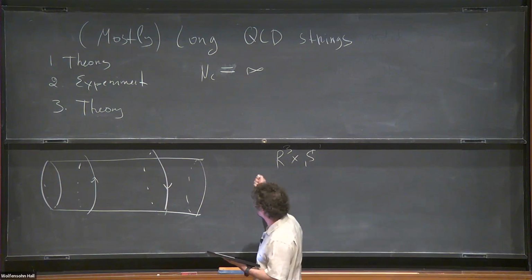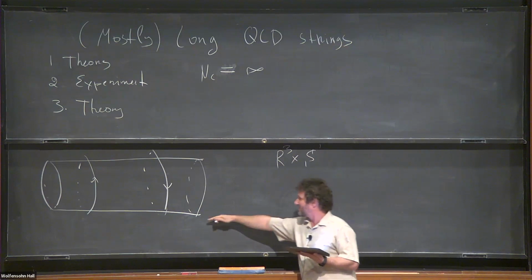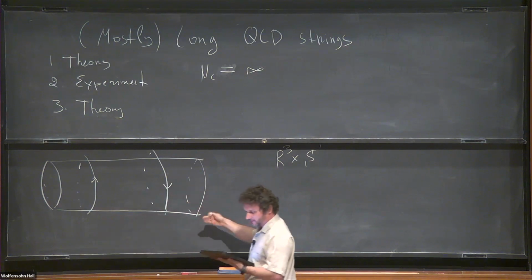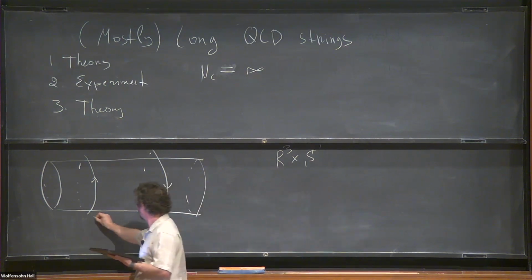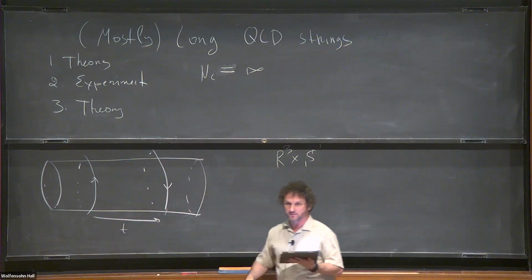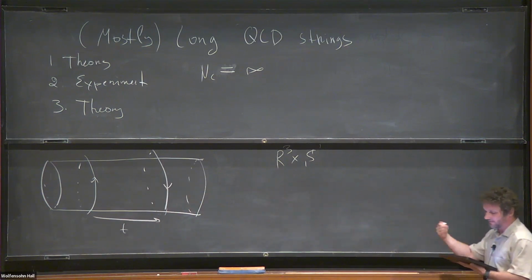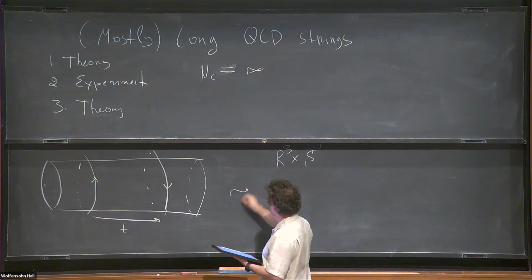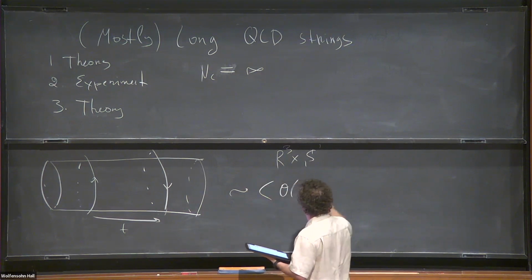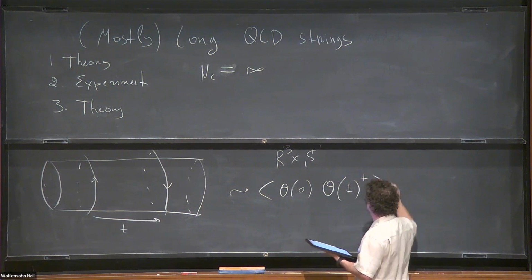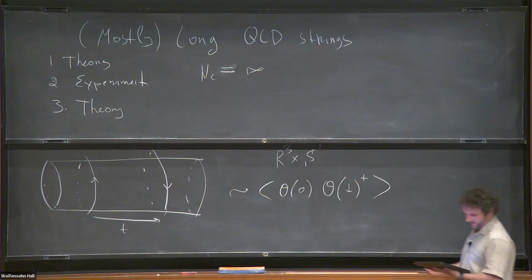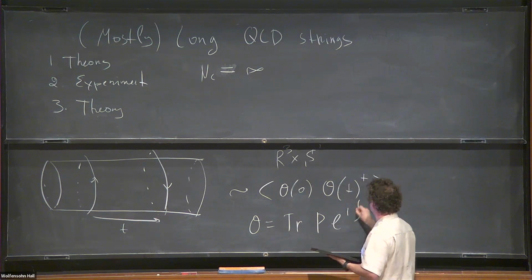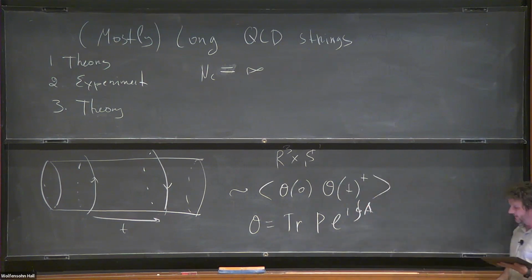And of course, because it's all Euclidean, it doesn't really matter which direction to consider as time or which as space. But for the purpose of the interpretation I have in mind, it's helpful to think about this as a time direction. So it's a Wilson line which wraps around a circular spatial direction. And so one looks at the correlators of this kind, where O is the trace of the path-ordered exponent of the gauge field.